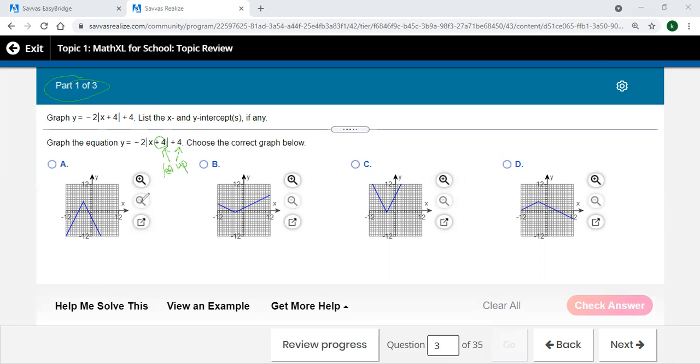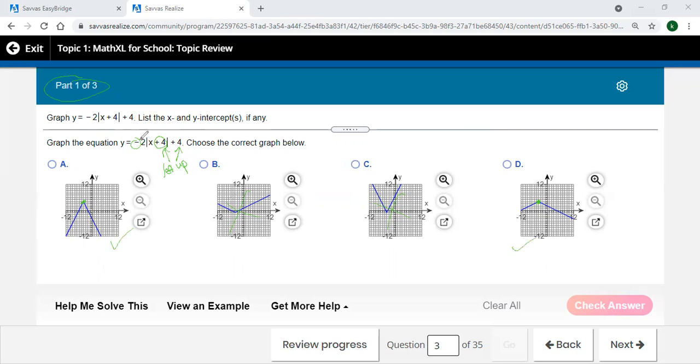That first one was left. So like this graph is not moved 4 up. So that's out. This is not moved 4 up. So that's out. And so now the question is, 4 left and 4 up would put that vertex, if you will, that's on the absolute value V graph. Now the question, the negative flips it down. These are both flipped down, so that doesn't help.